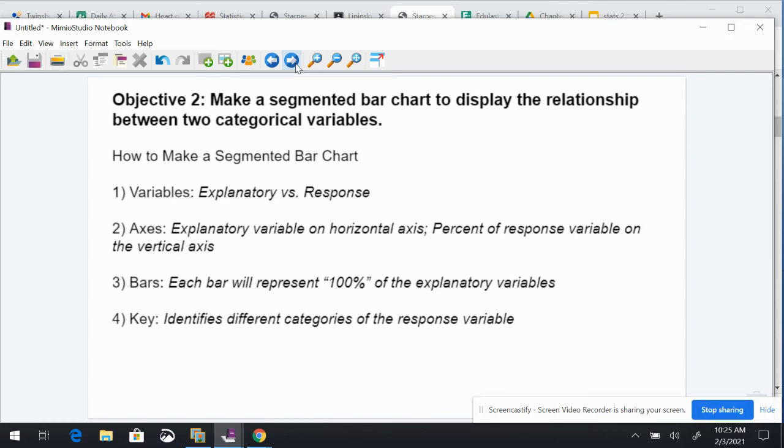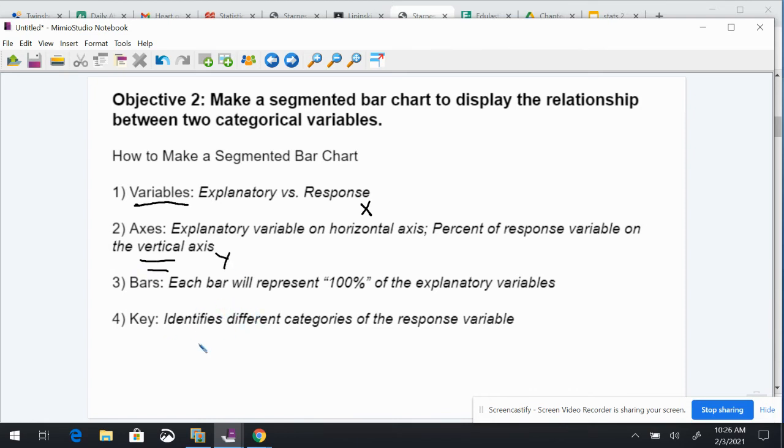So, how to make a segmented bar chart. Again, we're going to do this using the applet, so that's not a huge issue. But we have to make sure we establish our variables: the explanatory versus the response. For the axes, the explanatory variable is always on the horizontal axis because that's our X. The percent of the response variable is on the vertical axis, or our Y value.